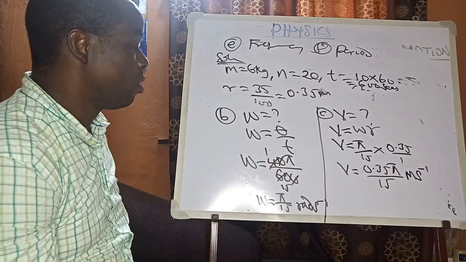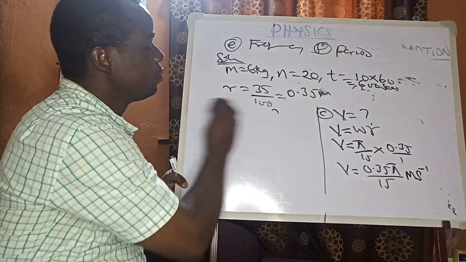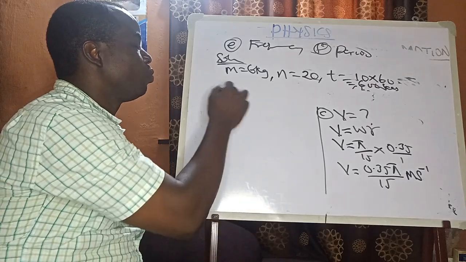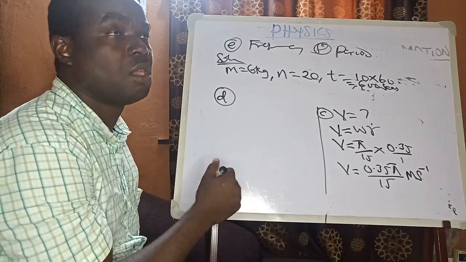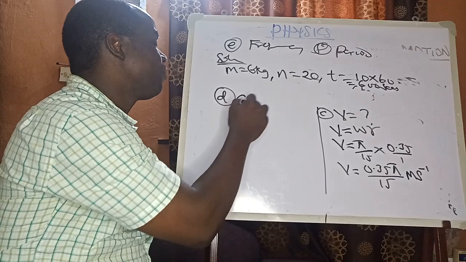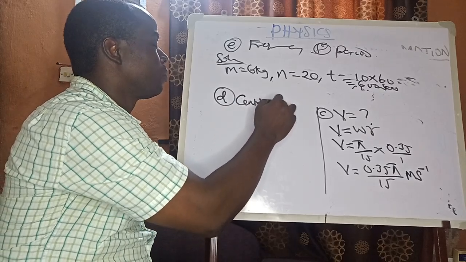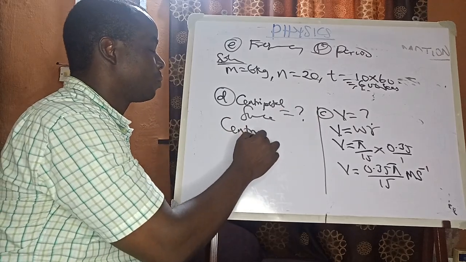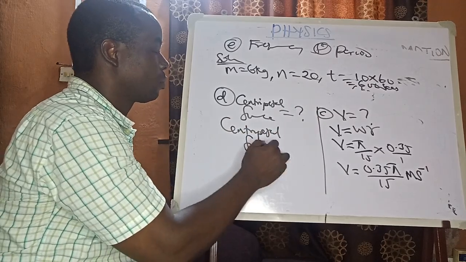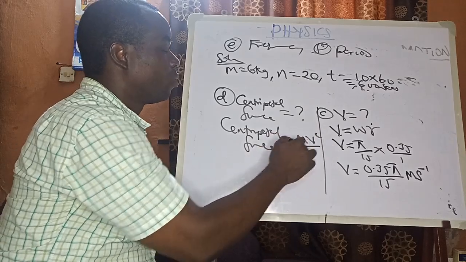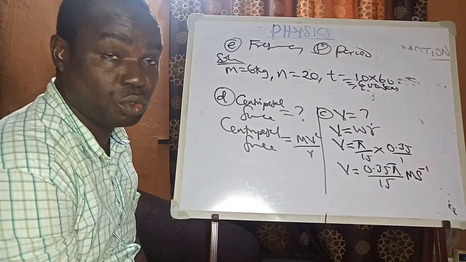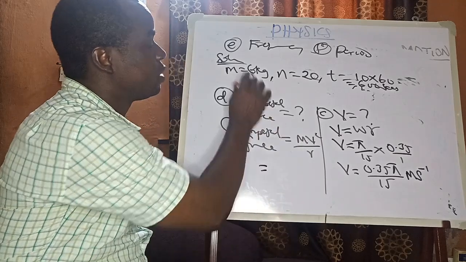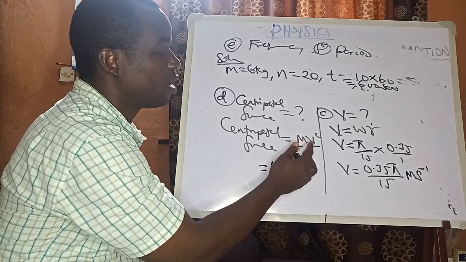Is it clear? Now, what next are we solving for? The D part says we should solve for centripetal force. What's the formula for centripetal force? Centripetal force is mv squared over r. You have it in your note. I've given it to you in video 1. So that will now give us, what's our mass? 6 kg. What's our V now?